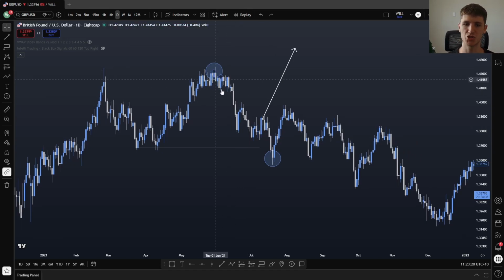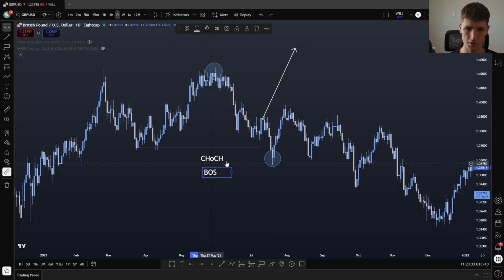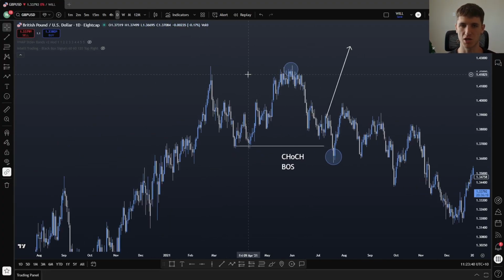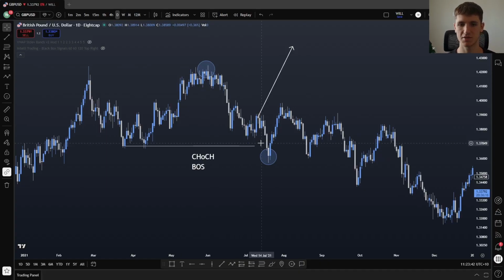But we have a change of character. So this here is a change of character or a break of structure. It's both. But you would call it a change of character because this is the point at which market structure has shifted. And now it's indicating that price has shifted to bearish market structure, and it's going to continue in that momentum, that direction.